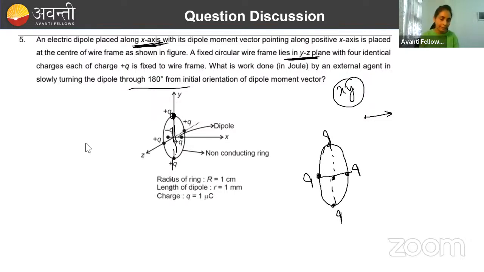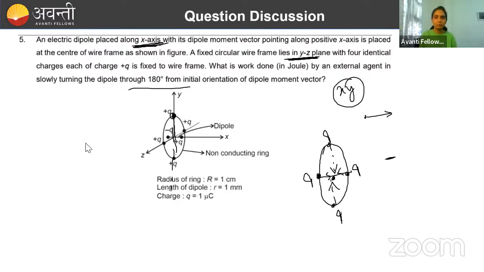Because electric field because of this plus Q in this direction, because of this plus Q in this direction, both equal and opposite. है ना? So net electric field because of these 2 charges 0. Similarly, because of these 2 charges 0. At the center, electric field is 0, right? And at the center only my dipole is kept.